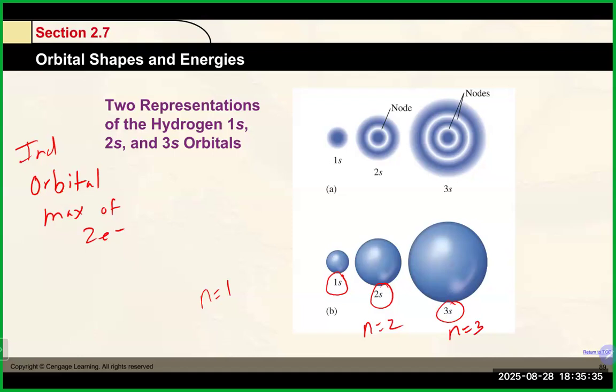So they're all spheres, and they get larger as they go to higher energy levels to accommodate all the electrons that are there. You can visualize that the nucleus is in the center, and that is going to be your area of highest electron density.